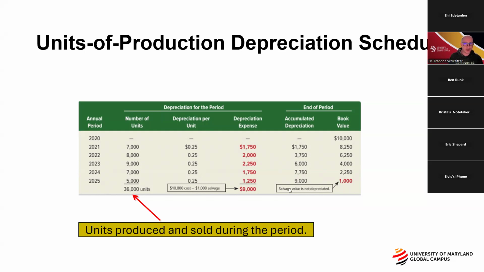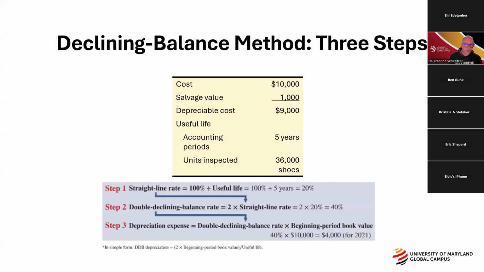But it's a pretty commonly used practice, especially in manufacturing. The third method I wanted to show you today is the double declining balance method. As the name implies, we are doubling the declining rate. It's an accelerated depreciation method, and it has more depreciation in the early years and less depreciation in the later years.